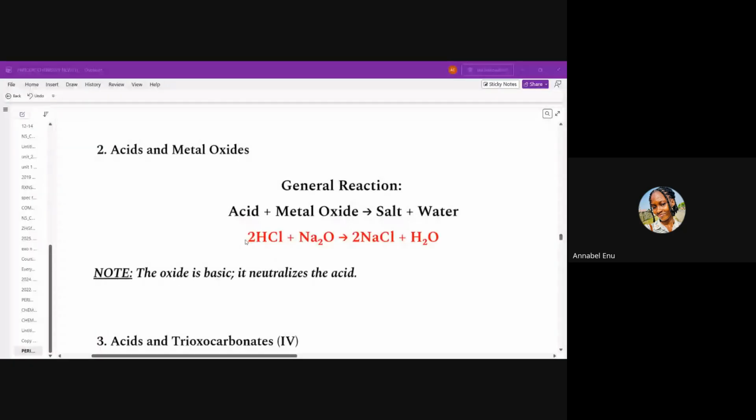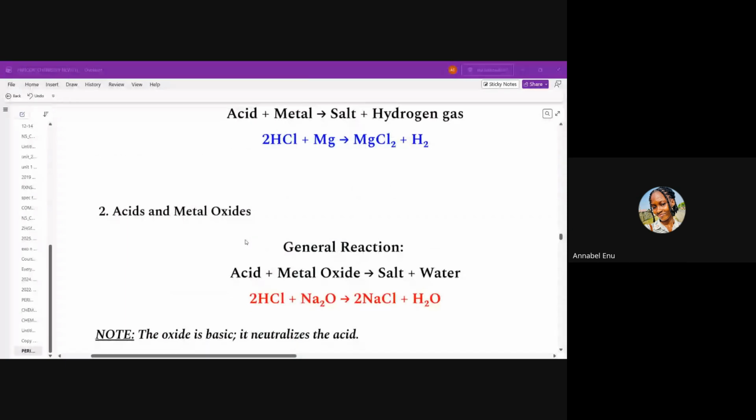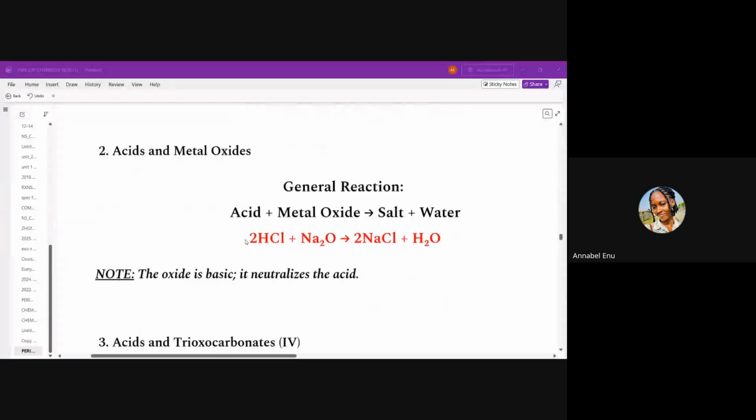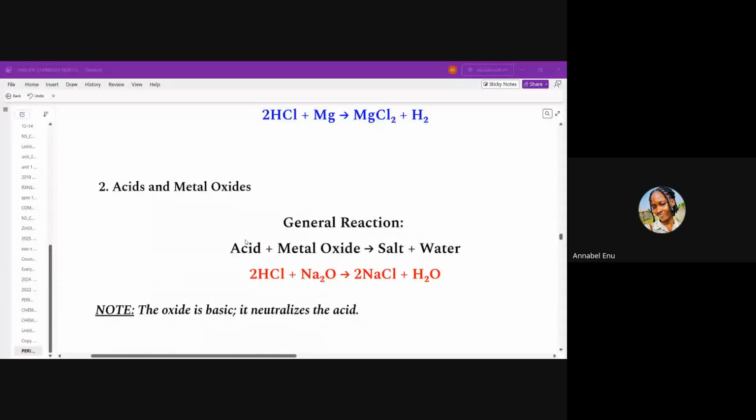Now also metal oxides are basic oxides. So we also talk about that when we're talking about metals. So a basic oxide acts as base. Sorry, metal oxides act as base. So sodium oxide, magnesium oxide, aluminium oxide, all these are metal oxides and they will act as a base. While non-metal oxides, for example sulfur oxide, all these are acidic oxides.